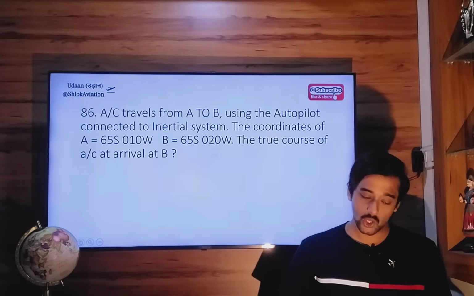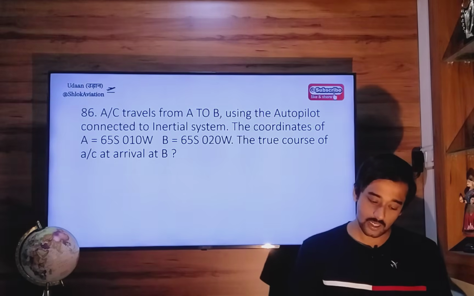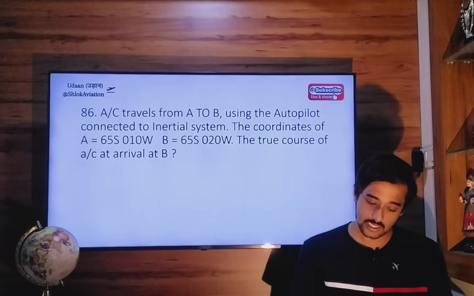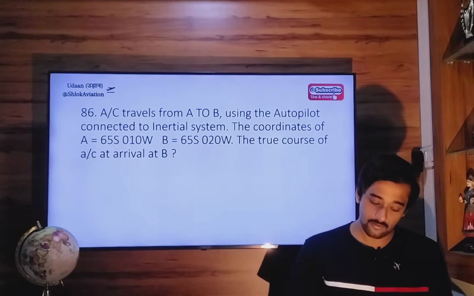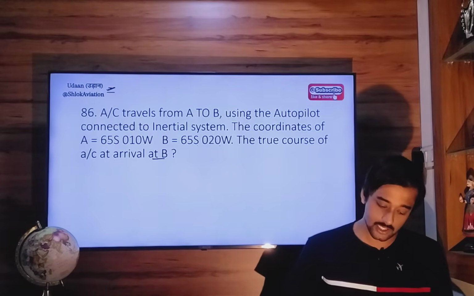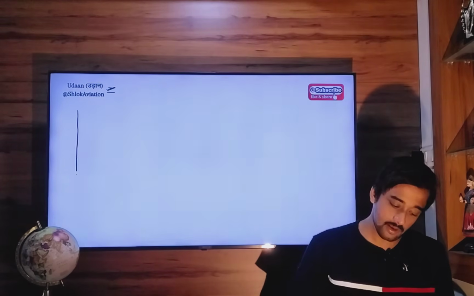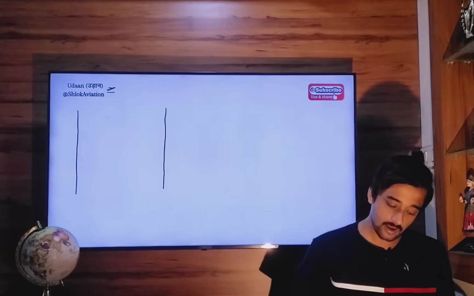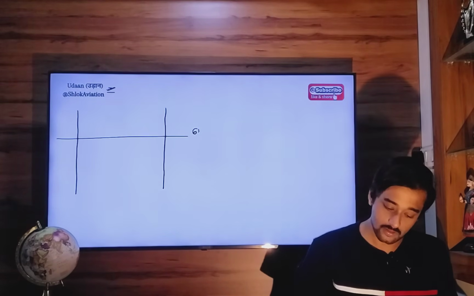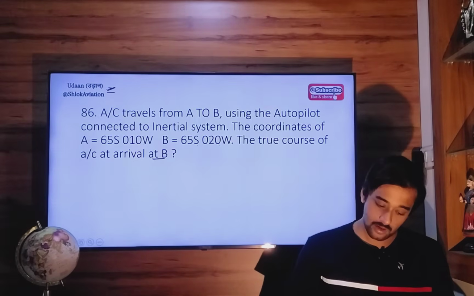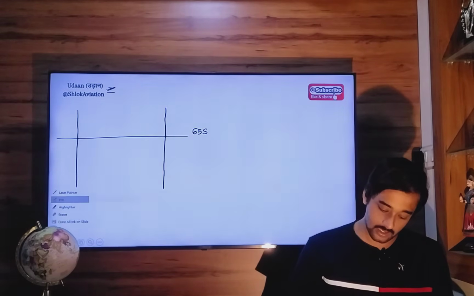Next, 86. Aircraft travels from A to B, 65 south, 10 west, 65 south, 20 west. The true course of the aircraft at arrival at B destination. So let's draw this. Both are located at the same latitude, 65 south. Traveling from 10 west to 20 west.